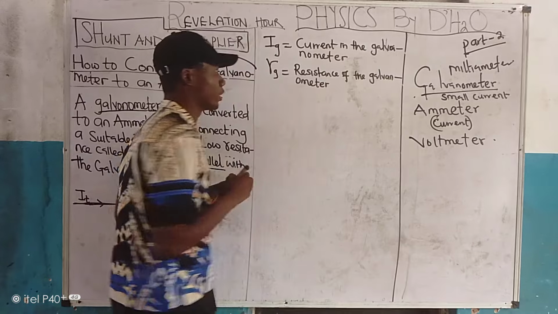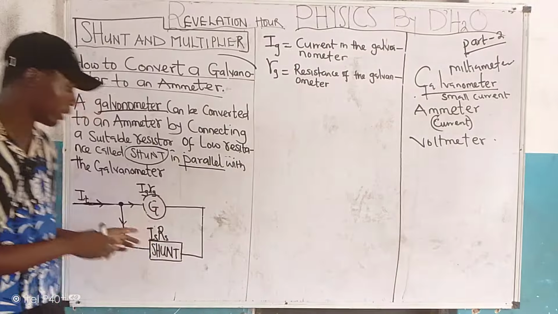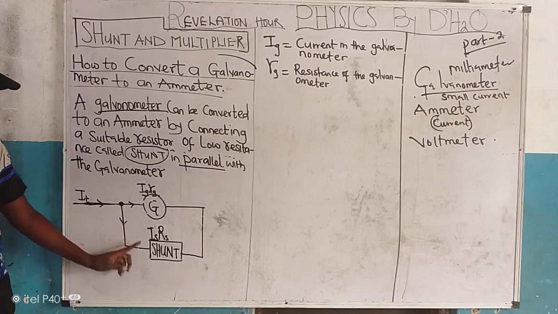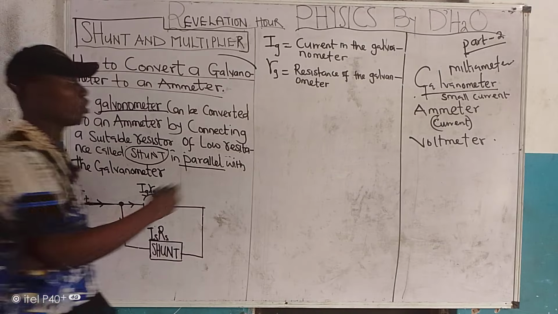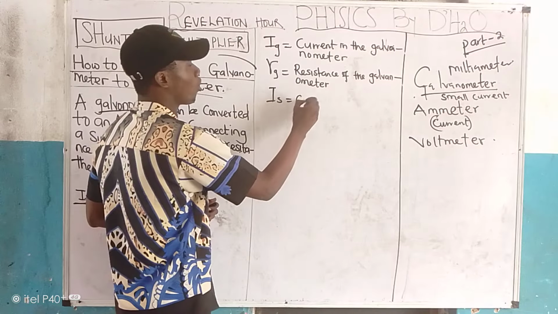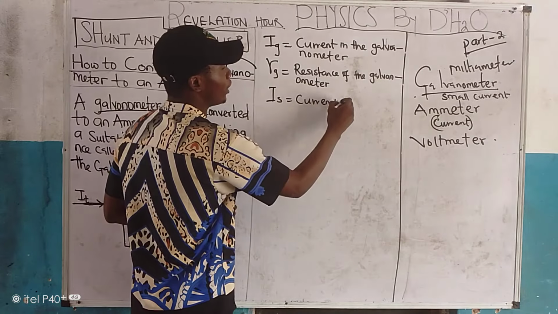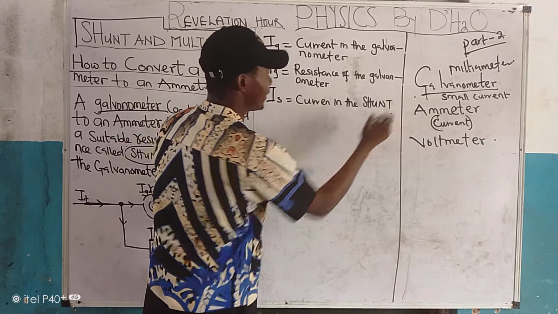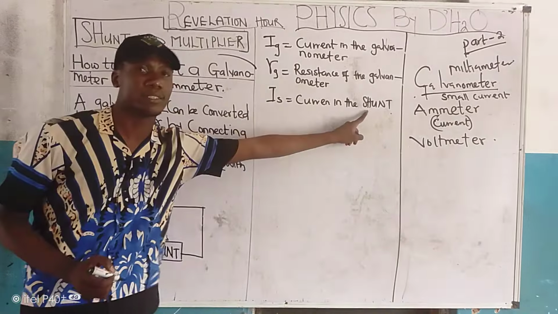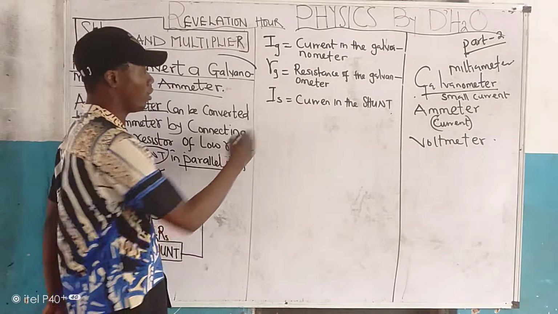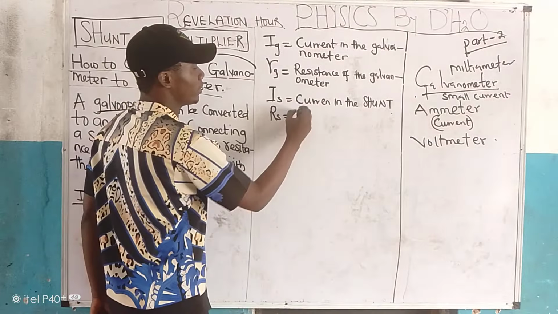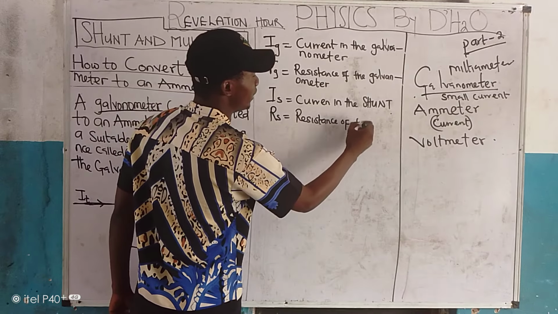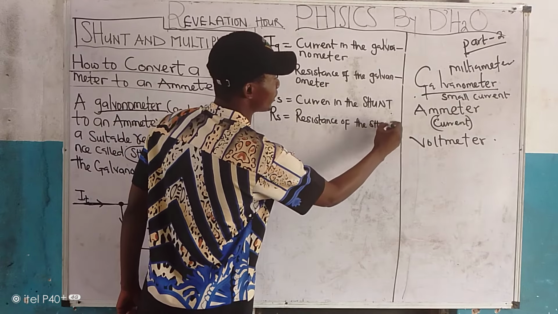So take note of this. We have the current through the galvanometer, and we have the internal resistance of the galvanometer. What about your IS? Your IS means current in the shunt. This is the resistor of low resistance. Okay? Then your RS means resistance of the shunt. So please take note of that.